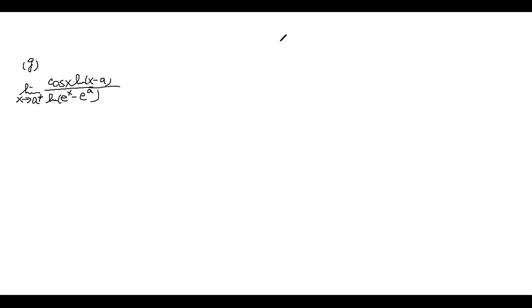Like always, we check first. The x approaches a plus, so this natural log approaches 0 from the right-hand side. I know this one is going to approach negative infinity. And then e^x minus e^a also approaches 0 from the right-hand side, so this one also approaches negative infinity. So we have infinity over infinity, so we can use L'Hopital's rule and try to find the limit.